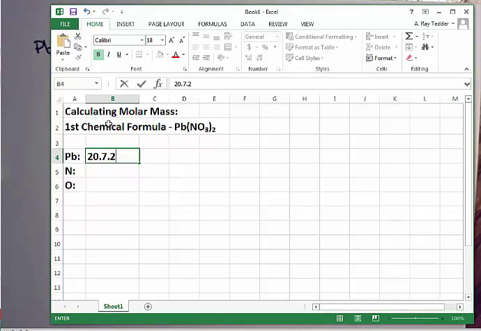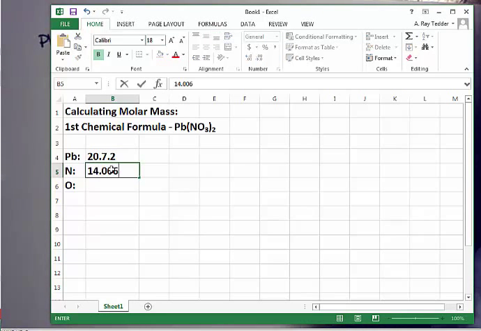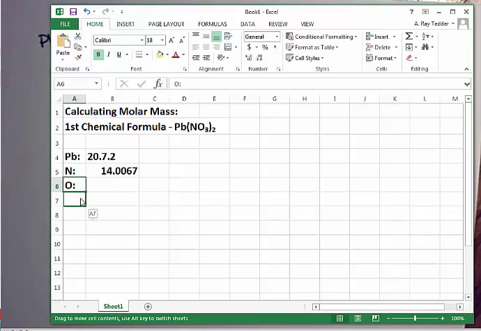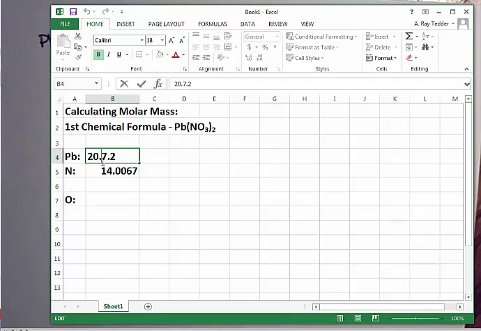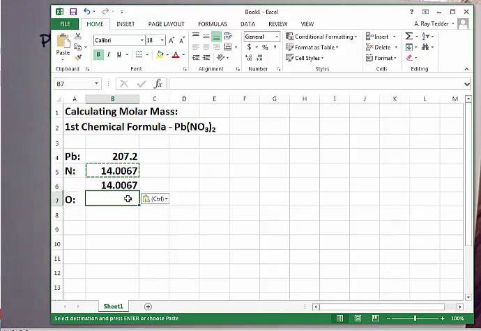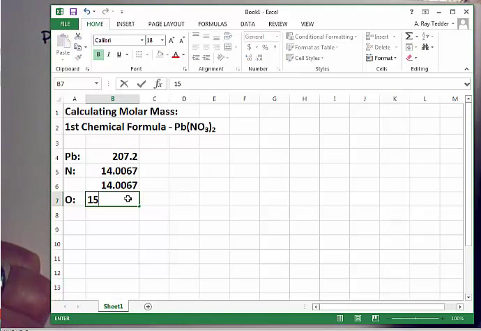Okay? What's the atomic mass for nitrogen? You don't know? Oh, thank you. You're right. I put an extra period in there I don't need. Okay. How many nitrogens are in the formula, guys? How many nitrogens in this formula up here? 2 nitrogens. So we need this twice. And what is the atomic mass of oxygen? 15.9994.